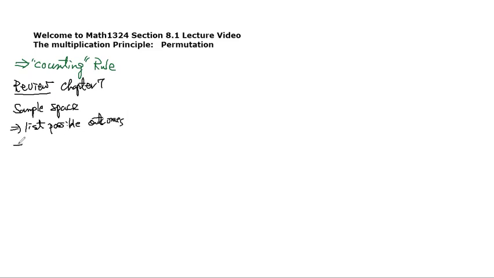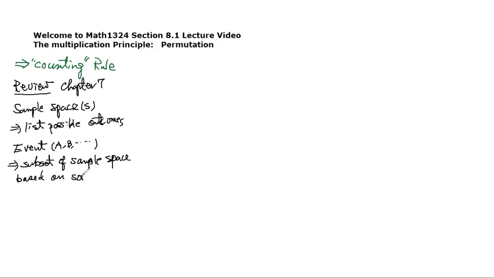And then we also define the events. So for the events, we can have event A, event B, and so on. An event is a subset of your sample space, based on some specific rule. We did several very easy examples.